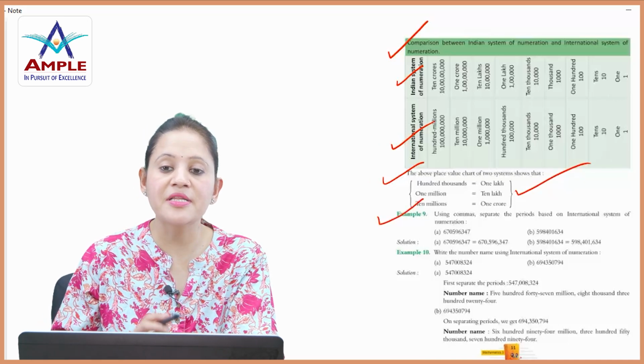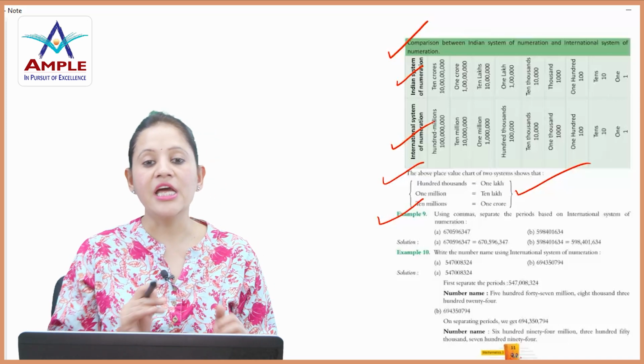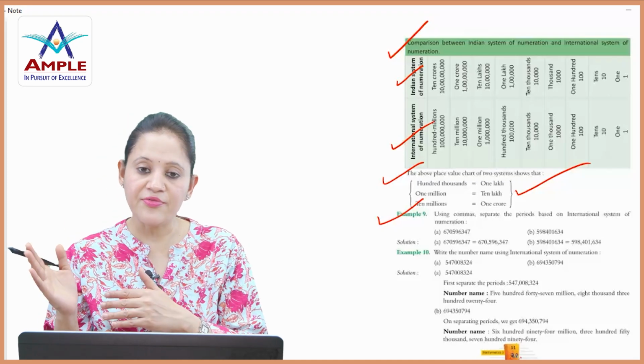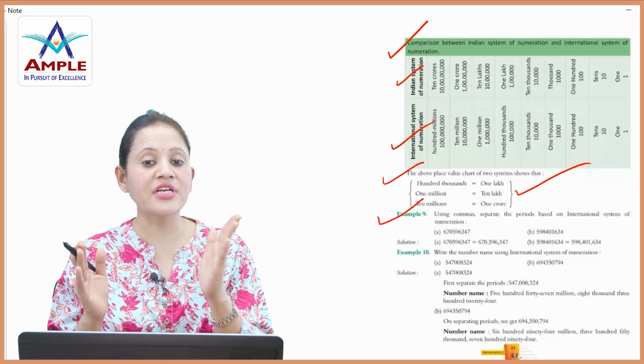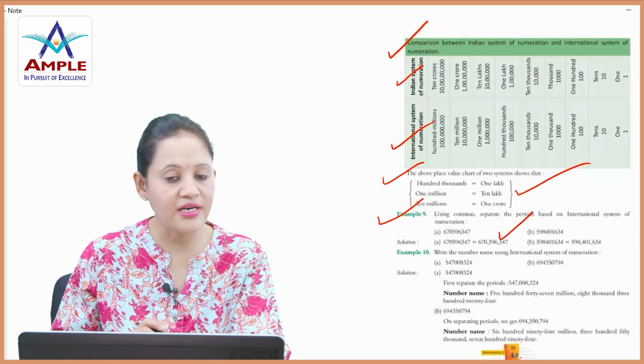Now I will take an example. Using commas, separate the period based on the international system of numeration. We know in the international system of numeration, every period is of 3 digits. So start from the right hand side, place a comma after every 3 digits. So this is how we'll write the number. Clear?